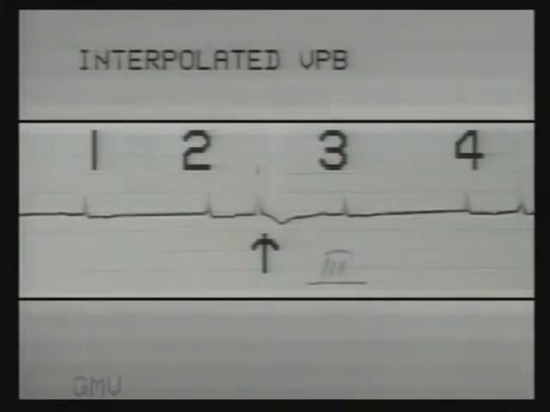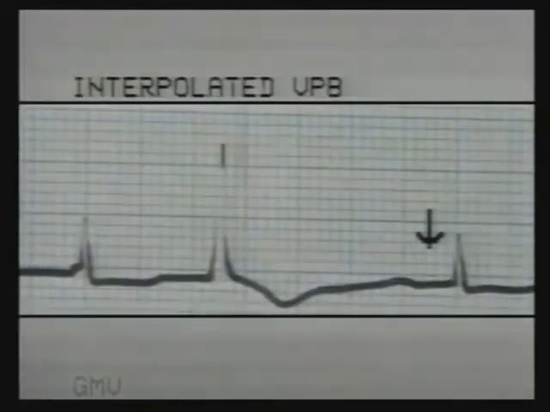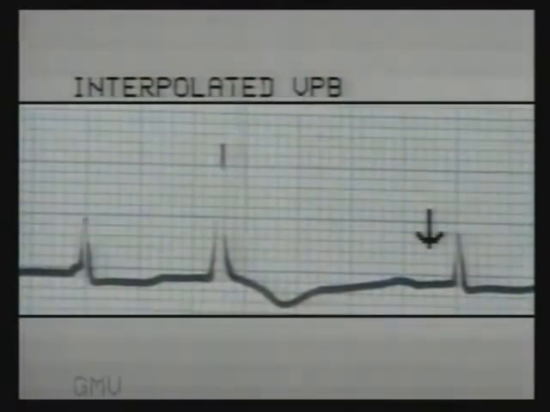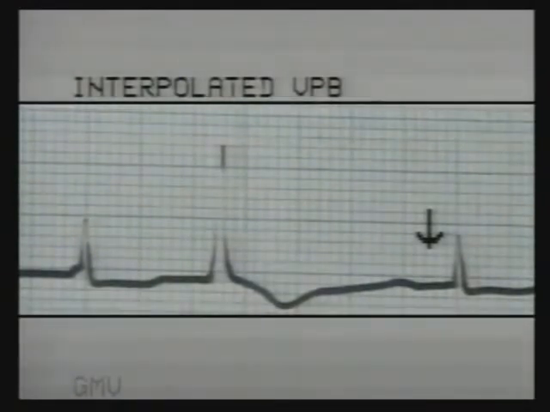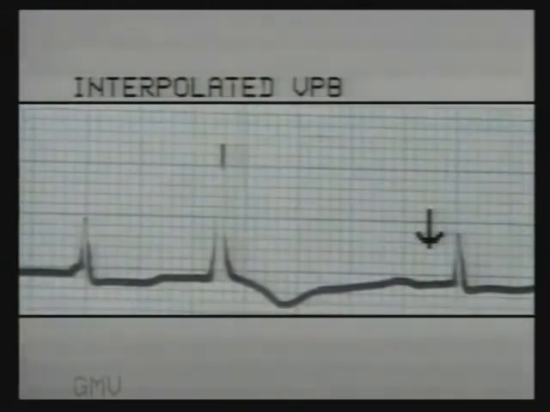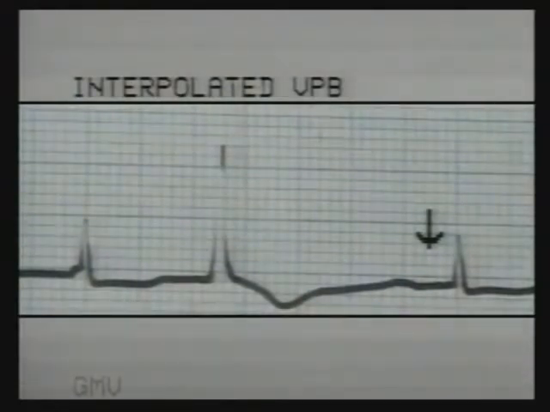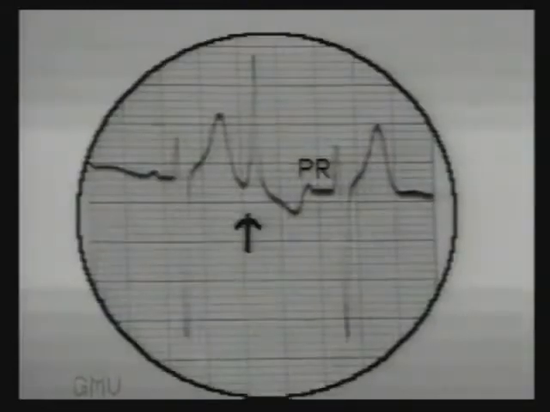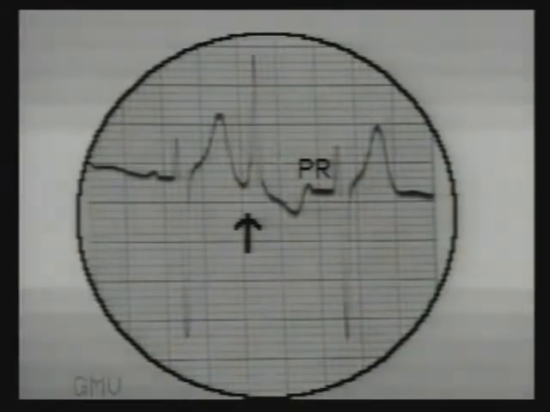The only effect that it has on the next beat is that the PR interval is prolonged, delaying the QRS complex slightly. Otherwise, the sinus rhythm is undisturbed. Note the prolonged PR interval in the succeeding beat. This is another interpolated ventricular premature beat. Note that the sinus rhythm is undisturbed. In a close-up view, note the prolonged PR interval of the succeeding beat.